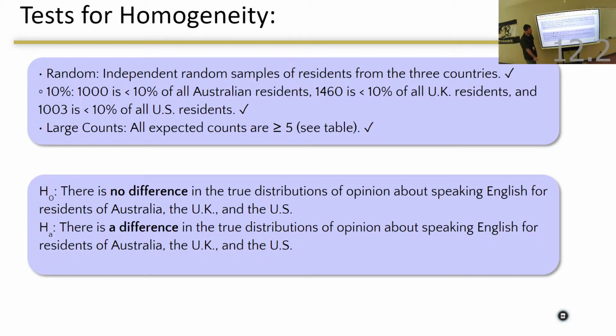There is no difference in the true distributions of opinion about speaking English for the different residents. There is a difference. Okay? We kind of talked about that already. This is a test for homogeneity. We need to put that somewhere. I tend to put it in my calculation. Some people put it at the very beginning.